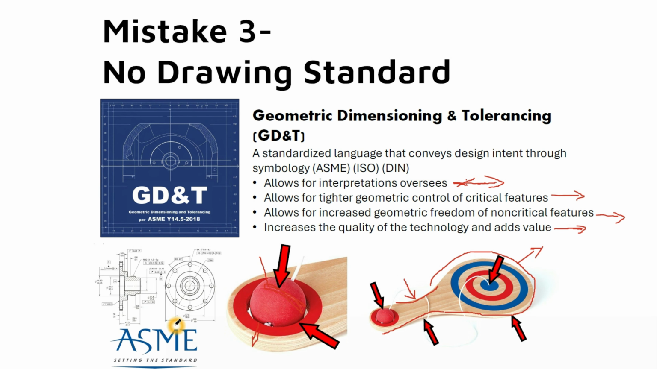And here in the bottom left, you can see the ASME logo and kind of what they do with high quality drawings. Anyways, that is mistake number 3 to avoid: making sure that you have proper standardization in GD&T on your drawings before you send them overseas to reduce your manufacturing cost.